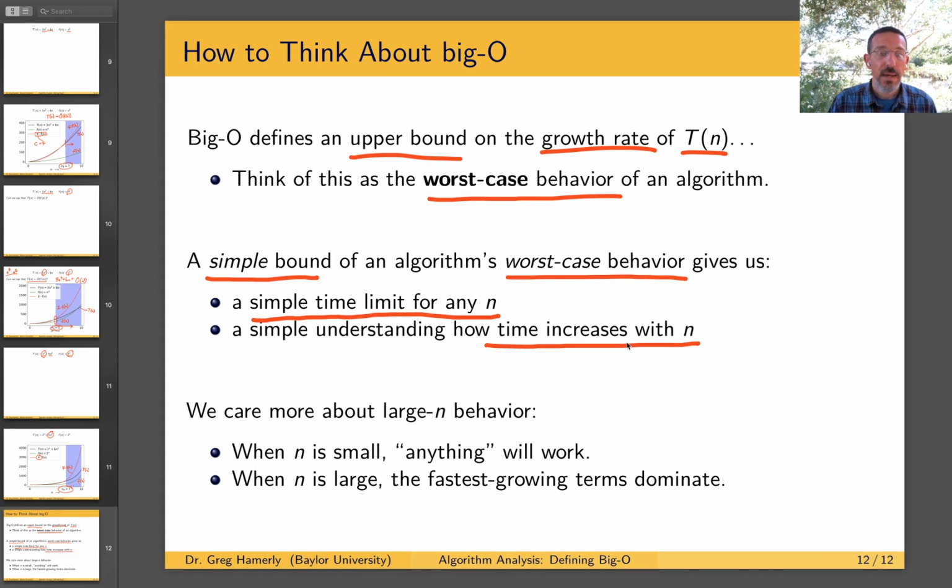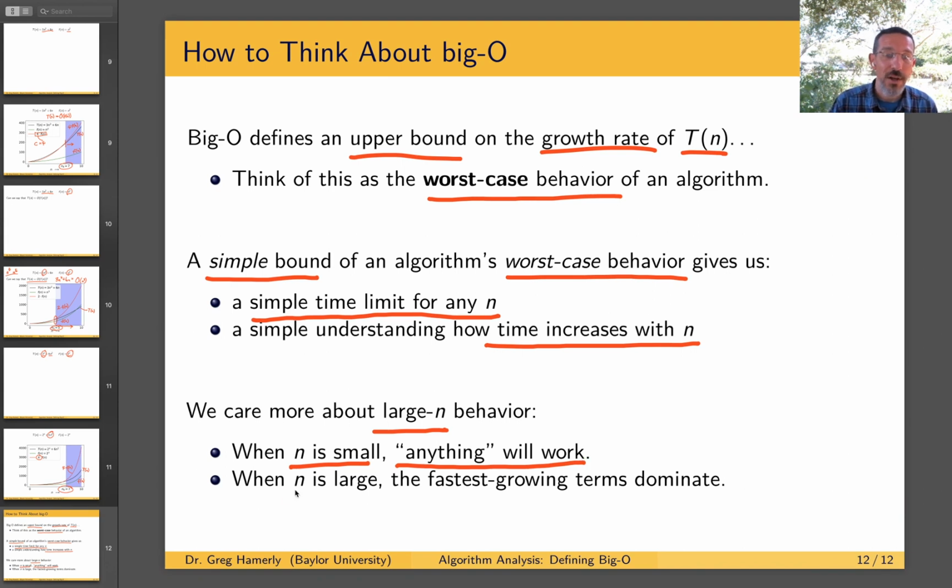Okay. And you may be curious why we've been talking about large n performance. Why only when n is greater than or equal to n naught? Well, we care about large n behavior because when n is small, then quote unquote anything will work. In other words, if I only want to sort 3 to 5 elements of an array, I could use the slowest sorting algorithm in the world and it would still sort it pretty quickly.